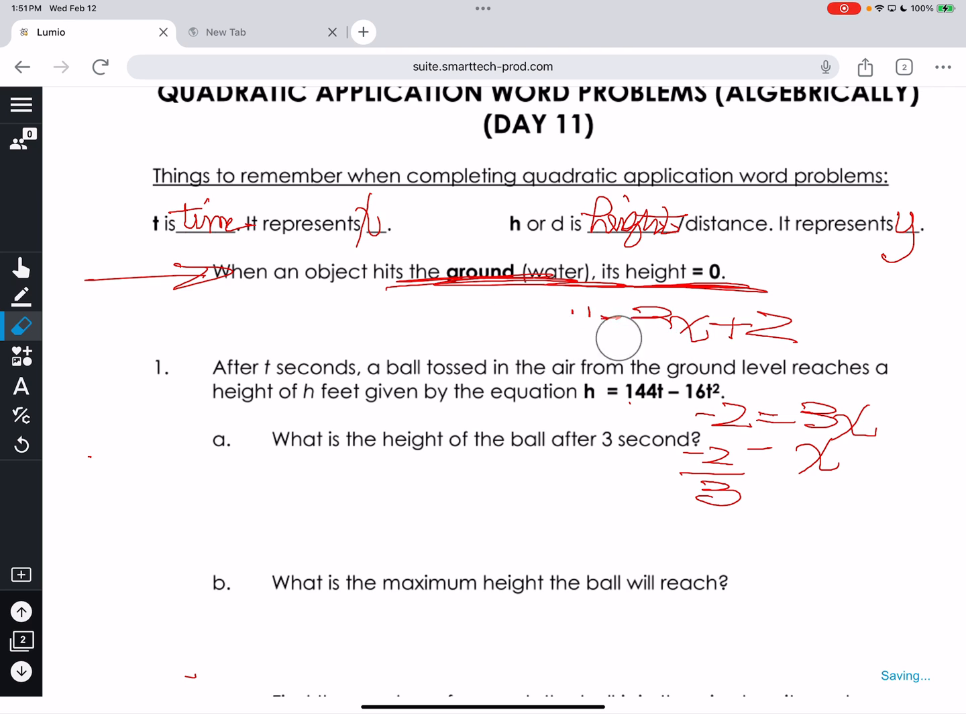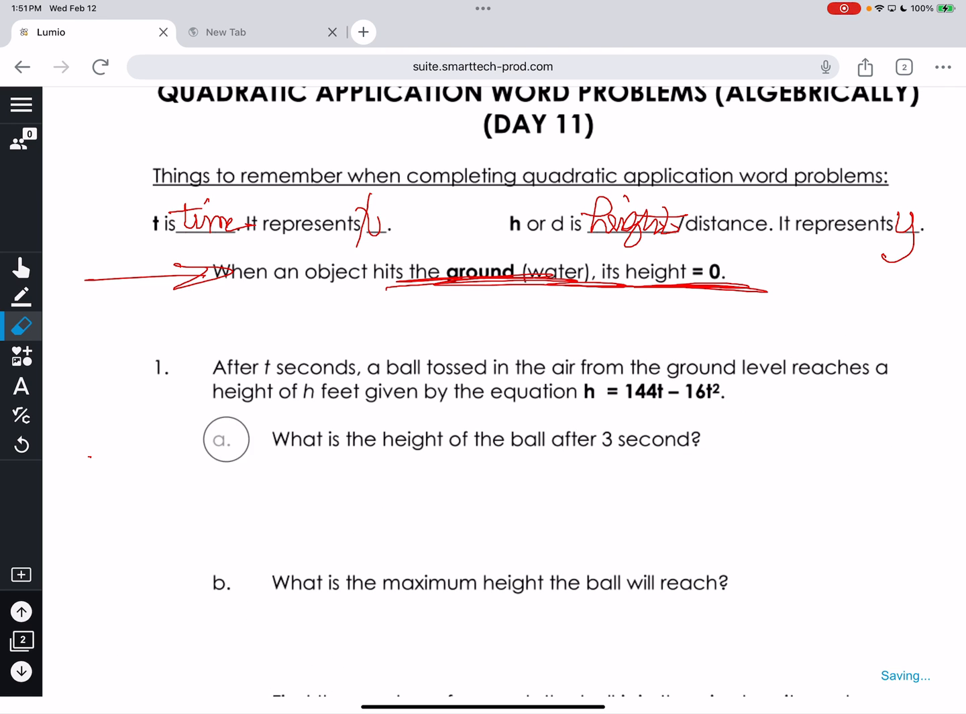All right. So we have this ball that's tossed in the air. After leaving the ground, what height was the ground? 0. Okay. And we are using this equation to show the path that it is following.